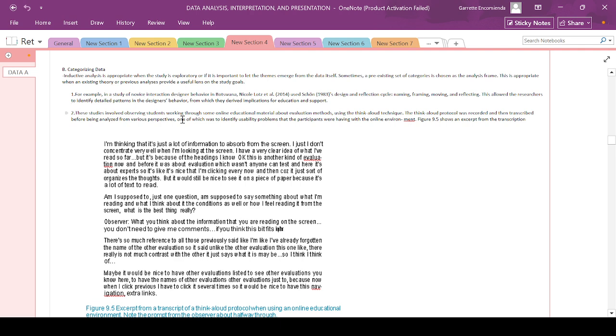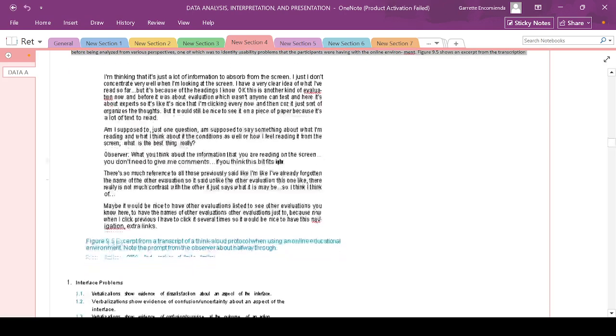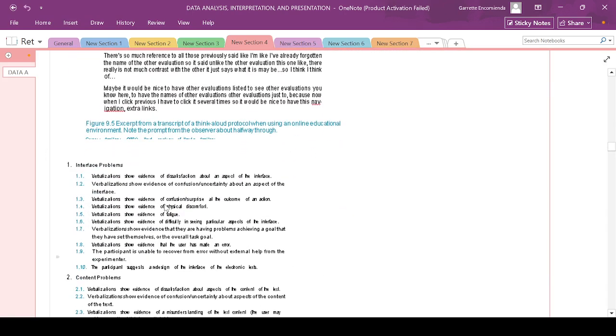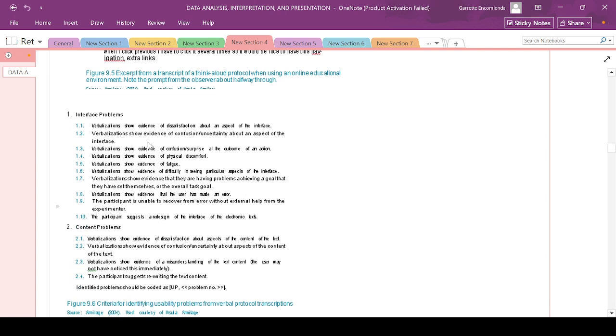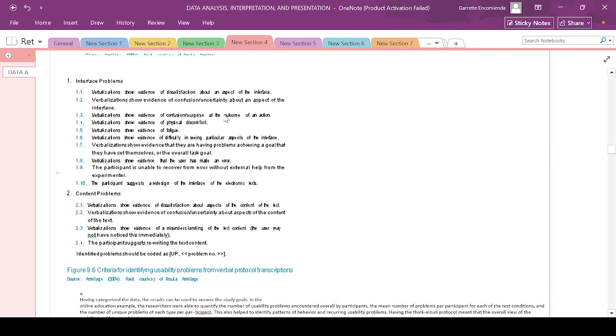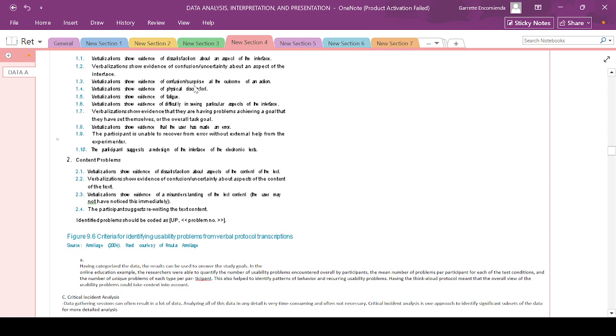So they use this key category: naming, framing, moving, and reflecting. So it allowed them to find detailed patterns based on that. So these are the interface problems. Verbalizations show evidence of dissatisfaction about an aspect of the interface. Verbalizations show evidence of confusion, uncertainty about an aspect of an interface. Verbalizations show evidence of confusion, surprise at the outcome of an action.